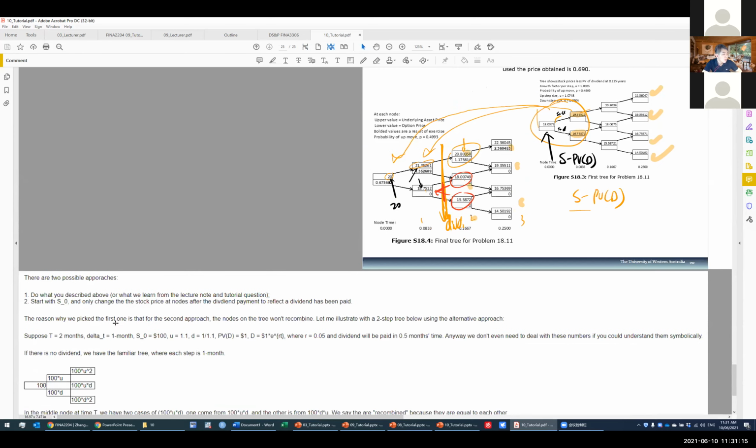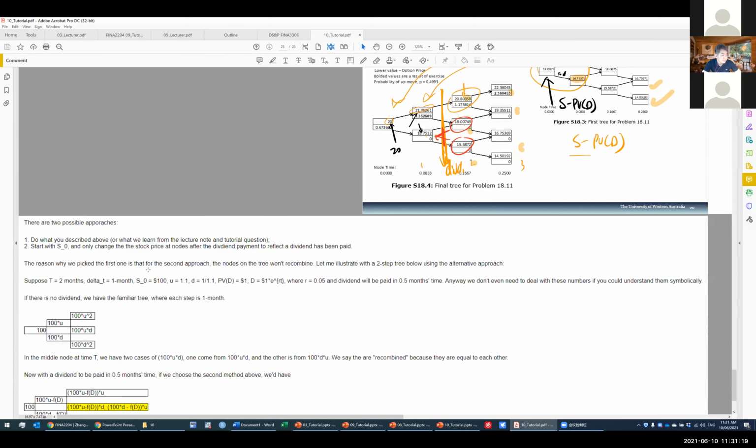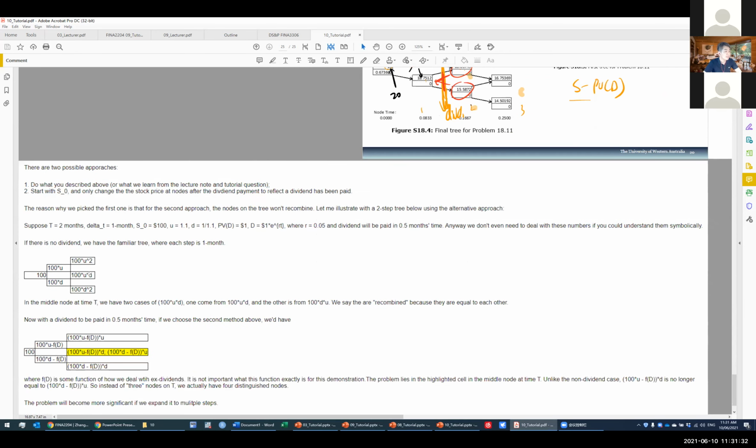Okay. The reason why we pick the first approach, which is what we do over here, is that for the second approach, the tree won't recombine. Let's look at what we mean. Say here we have a normal two-step tree, no dividends. We start with 100, then go to 100U or 100D, and then 100U squared, 100UD, 100DU, or 100D squared. At the middle step there look to be four scenarios, but it's really three, because 100 times UD is the same as 100 times DU.